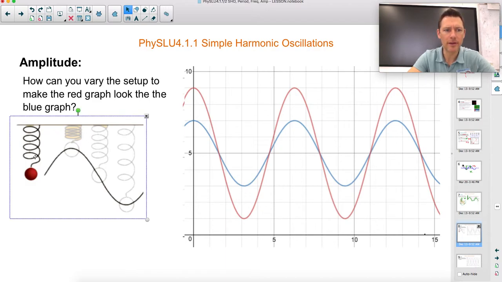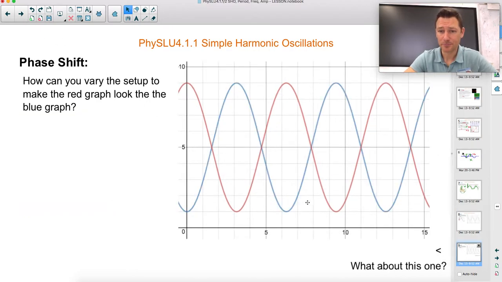How could you vary this system to get the red curve to turn into the blue curve, to change the amplitude? Think about what about this would change the amplitude. And it's not just put it up, there's a couple of ways that you can change it. Think about that. Maybe sketch this, because I'm going to come back and ask you about it tomorrow.